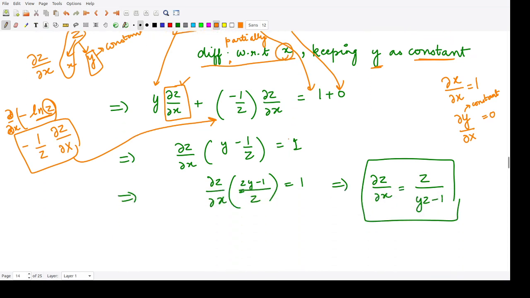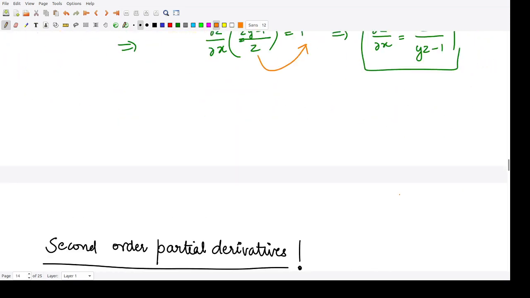So you can simplify this term, because in the question they ask to find del z by del x. So we'll separate out this del z by del x, and we'll be left with this term y, that is over here, and minus 1 by z, that is over here, and in the right hand side you have 1. So now you could take the LCM, so it would be zy minus 1, and then you could shift this whole term to the right hand side, so the value of del z by del x is equal to z divided by yz minus 1.